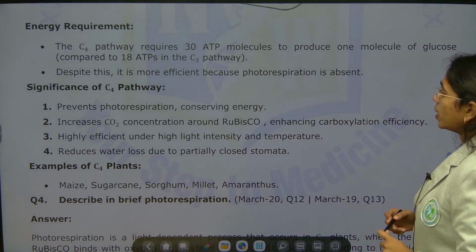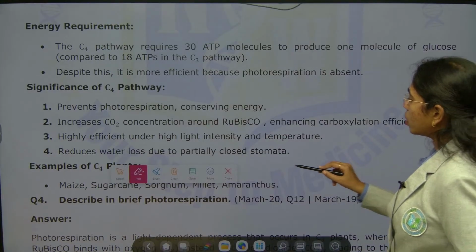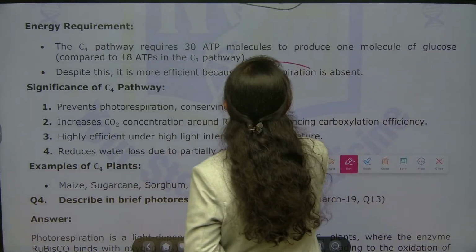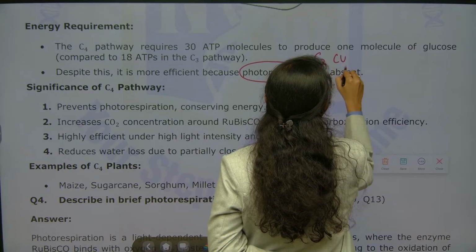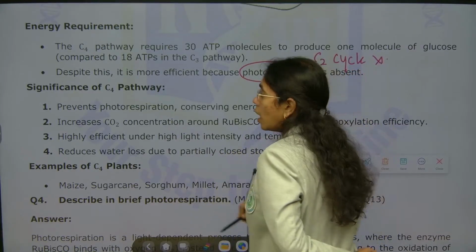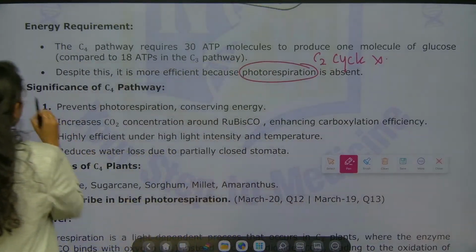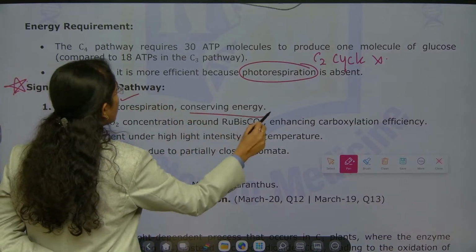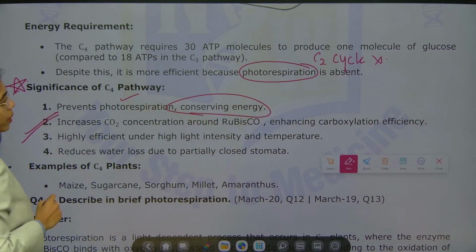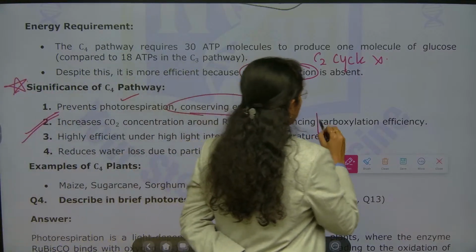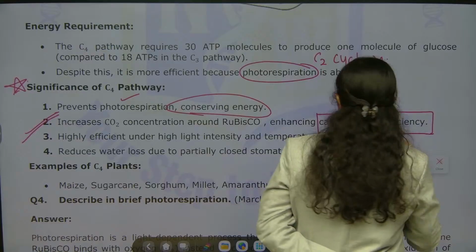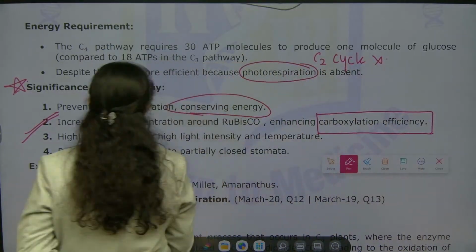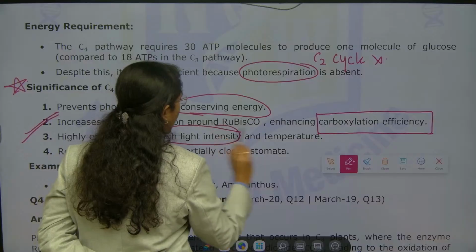Okay. So here photorespiration or C2 cycle is absent, followed by significance of C4 pathway. This prevents photorespiration, conserving energy. This increases carbon dioxide concentration around rubisco. This will enhance carboxylation efficiency. Highly efficient under high light intensity and temperature.